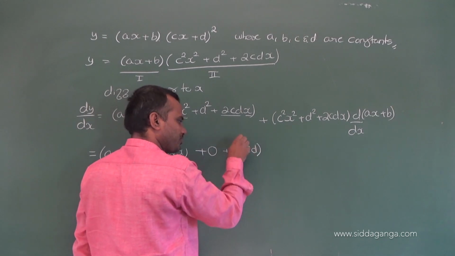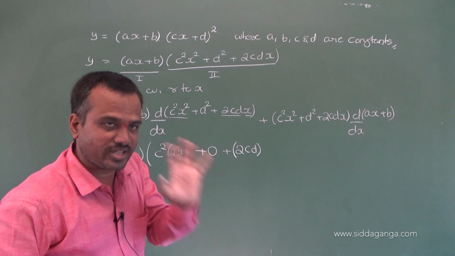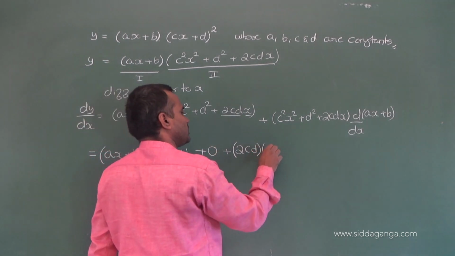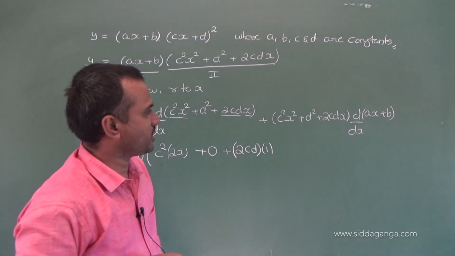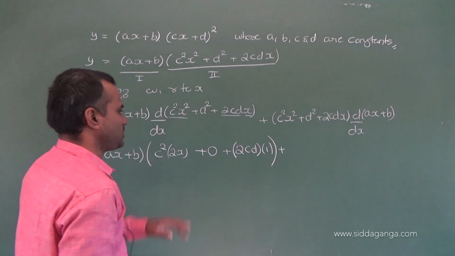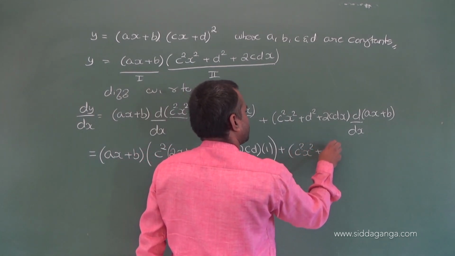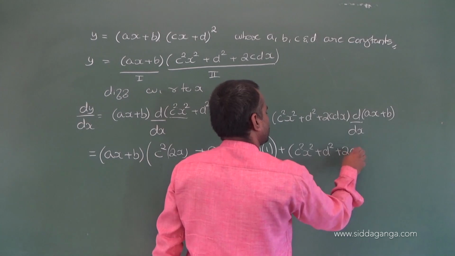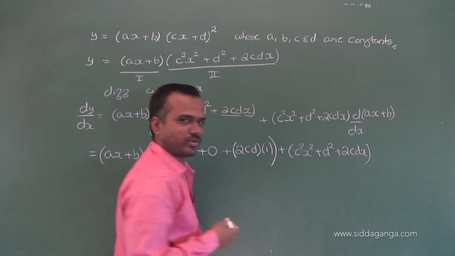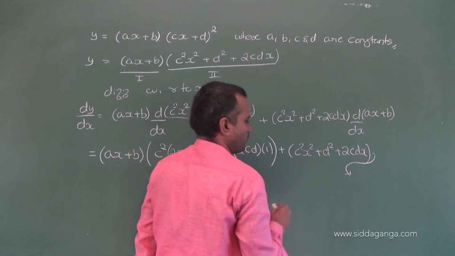2cd is a constant. We keep the constant as it is. Derivative of x is 1, plus. This is over. Then c square x square plus d square plus 2cdx, into, right, below.